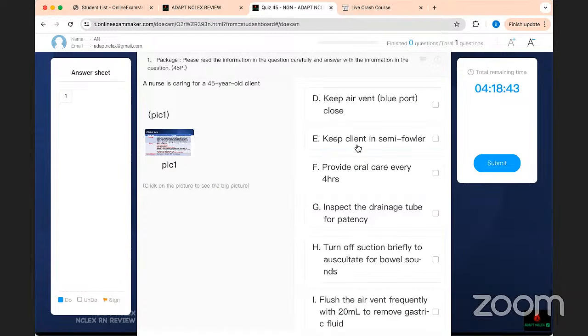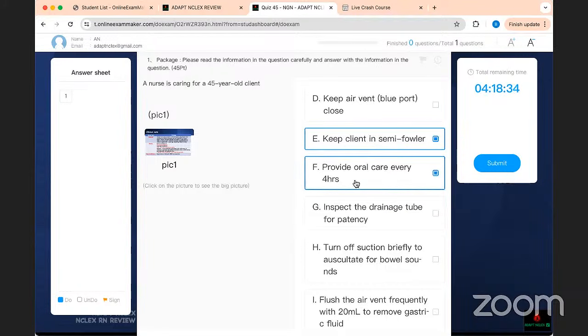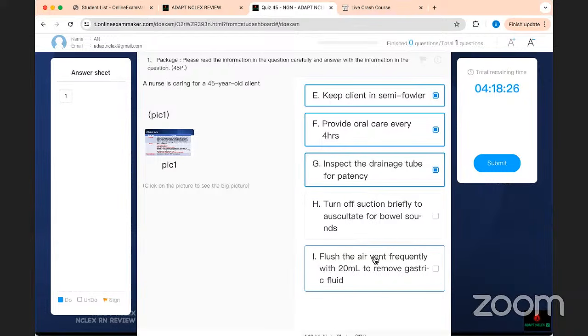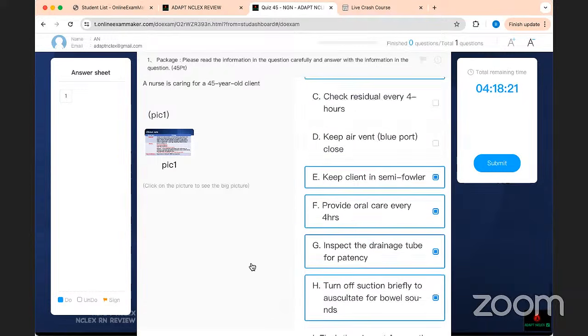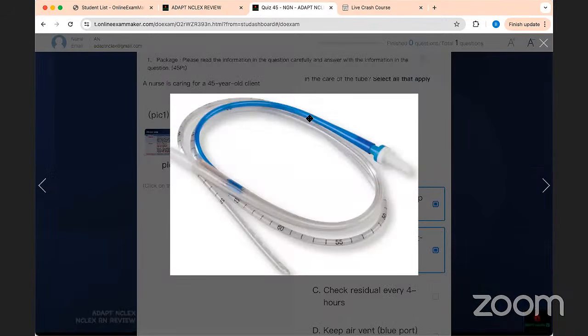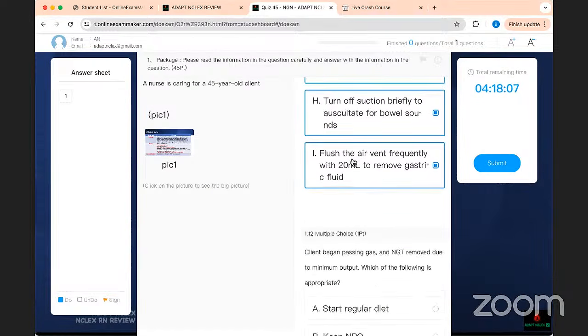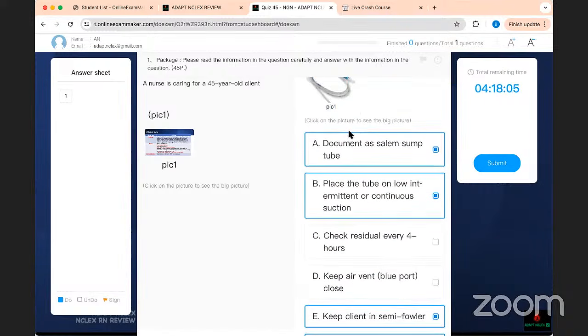It's a trap one. Keep client in semi-Fowler is true. After you place the NG tube, you can keep them in semi-Fowler. They need oral care every 4 hours. You need to check the tube for patency. So this is true. And then you can turn off the suction to listen. This is also true. If the tube is clogged, especially the blue tube with fluid, you can flush air through this and it pushes it back in. That's why it's called a Salem sump. Therefore, this is true.